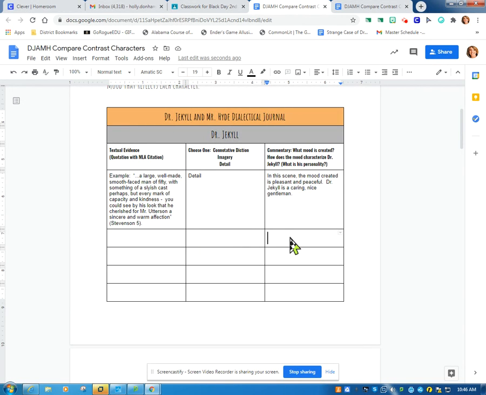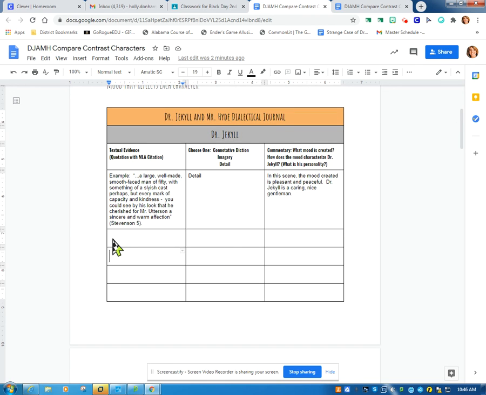Okay? Remember the third column? You will answer what mood is created with your first sentence. And then in your second sentence, how does the mood characterize Dr. Jekyll? What is his personality based on this evidence? Okay, it'll sound similar to this, but you want to use synonyms, okay? You don't want to repeat the same words over and over. So utilize your synonym finder to come up with different words. You're going to need to find 2 more examples. You can leave these other ones blank, okay?